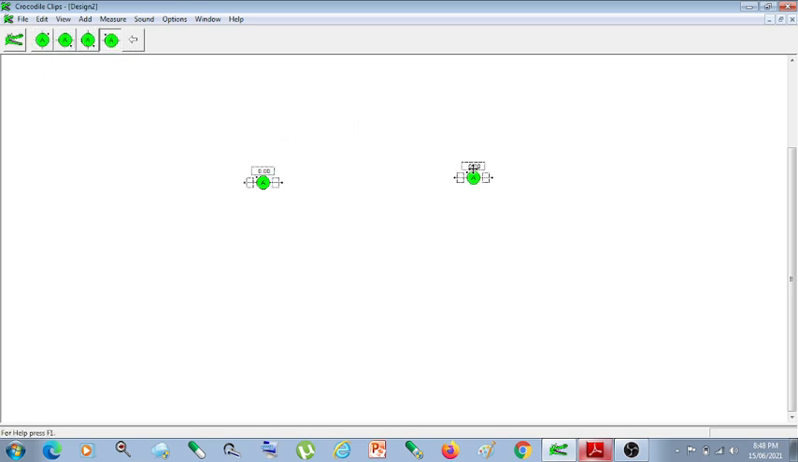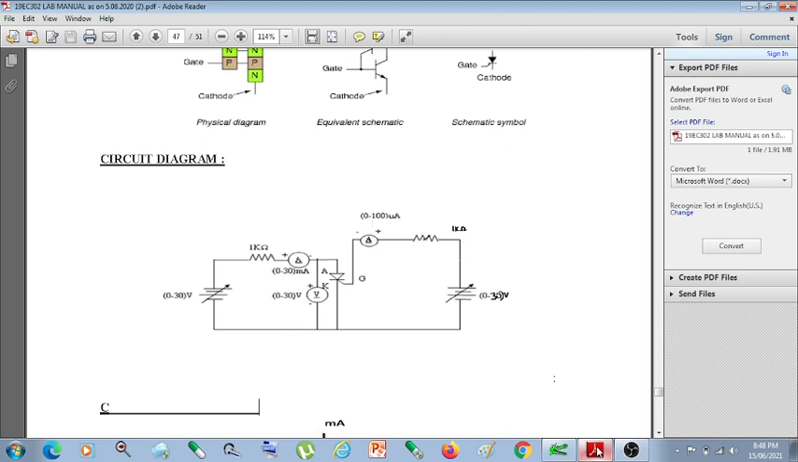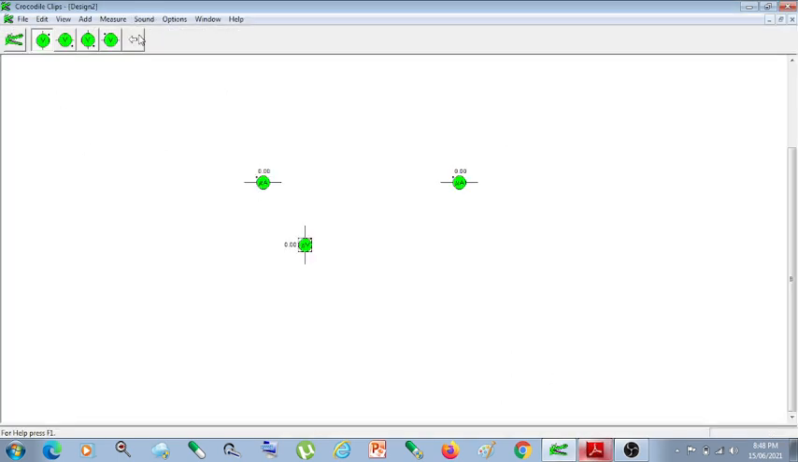Two ammeters, and next one is voltmeter. I need a voltage, so two voltmeters, place them over here, one, another one, that's it. Next one, resistor. So go back to the resistor.